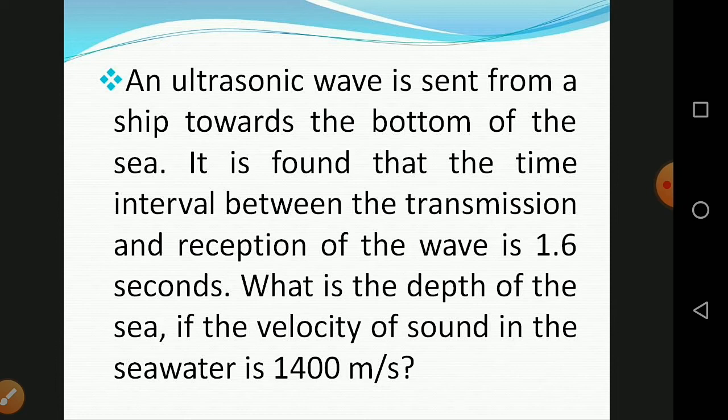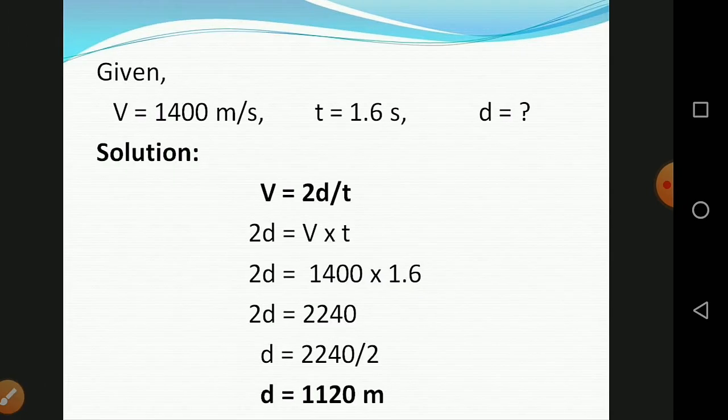The wave is transmitted, reaches the bottom, reflects, and reaches the reception, that means the receiver. So that is the total time. The time is 1.6 seconds, so T is equal to 1.6 seconds. And the velocity V is equal to 1400 meters per second. So T is equal to 1.6, and we find D.